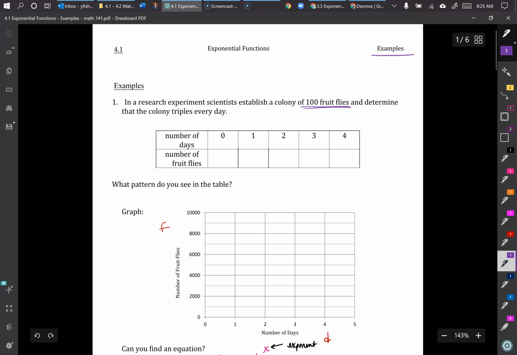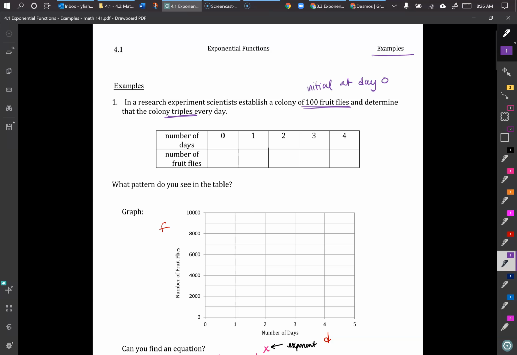So here we have a research experiment, and the scientists established a colony of 100 fruit flies. That's the initial value at day 0. That's important to note, that the day is 0. And they determine that the colony triples every day, so it increases by a rate of 300%. With exponentials, we're looking at a rate of increase rather than something that just goes up by 2 every time, like with a linear function.